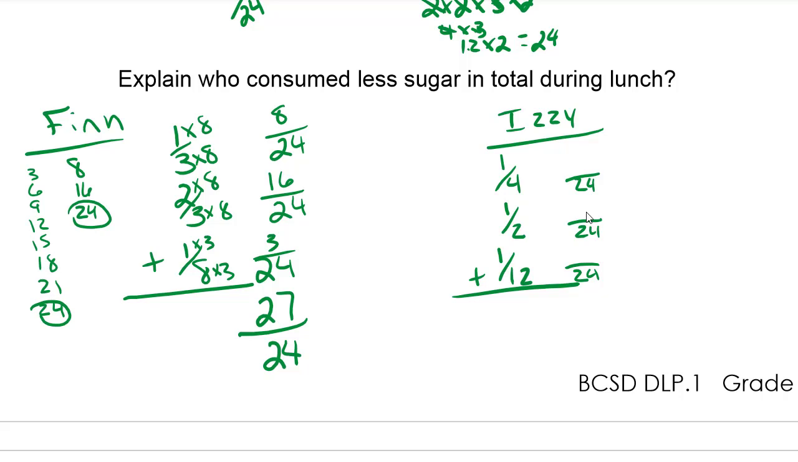But yes, you can skip count. You can find the least common multiple. But I'm going to assure you, 24 is going to work for you: 4 times 6, 2 times 12, and 12 times 2.